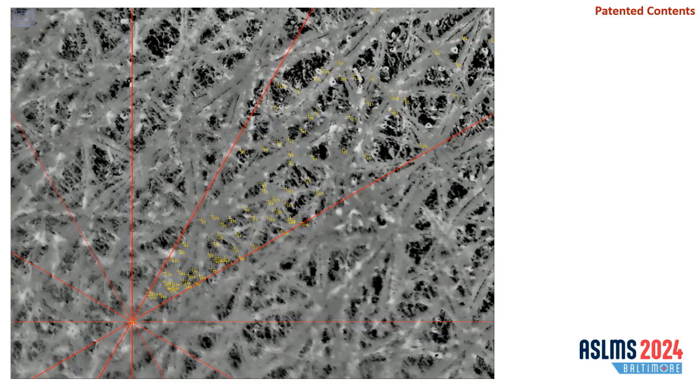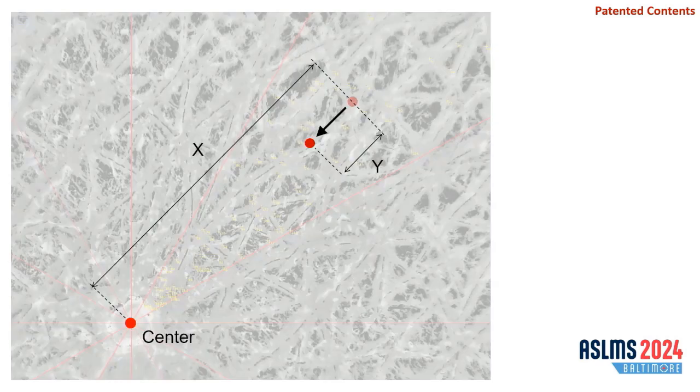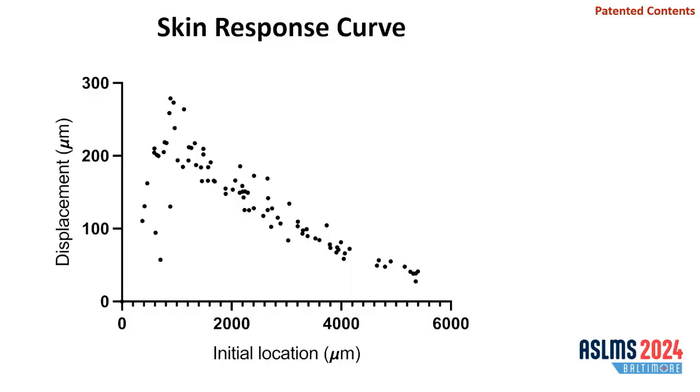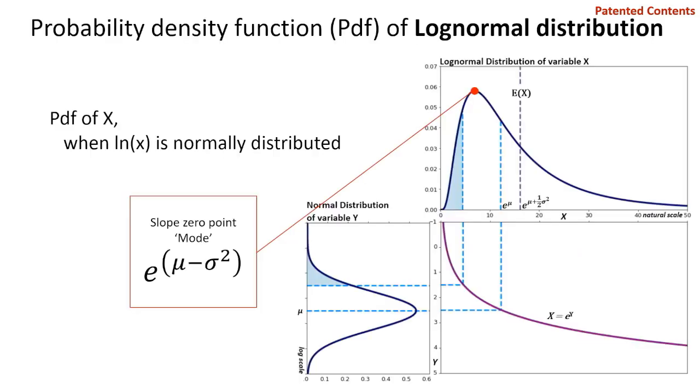So for validation, we track the identifiable surface elements using a digital microscope like this, expressing the initial position as x and the displacements after contraction as y. Then the scatter plot from the tracking fitted very well with the log normal distribution curve, with a high R-square value. So this curve occurs when ln of x follows a log normal distribution, and the peak can be easily calculated from the data.